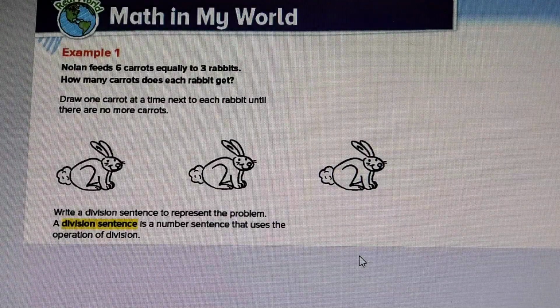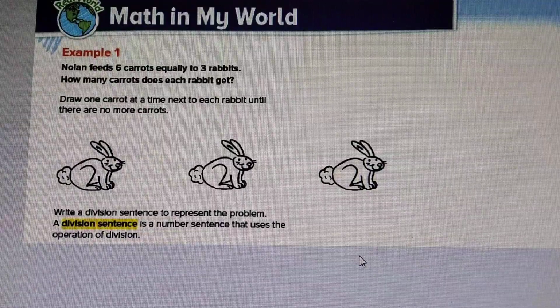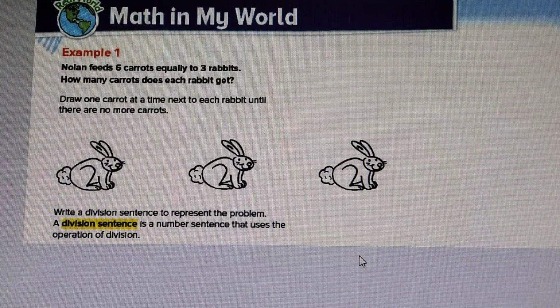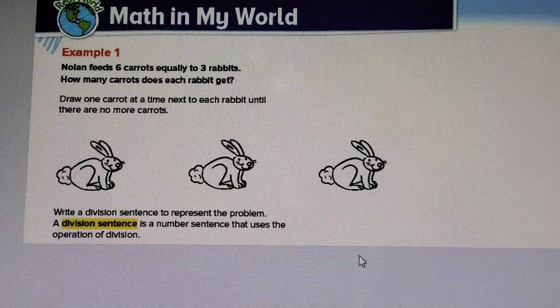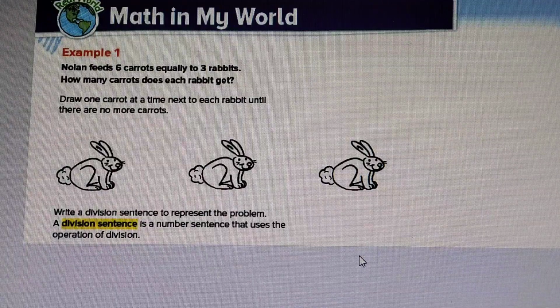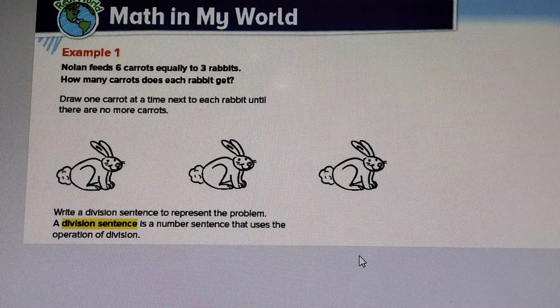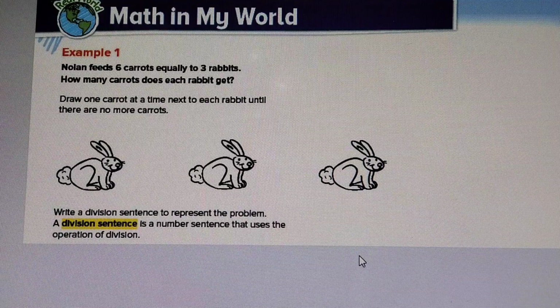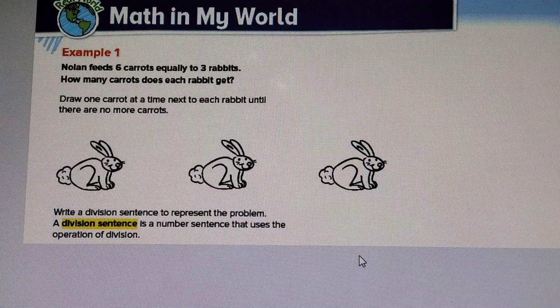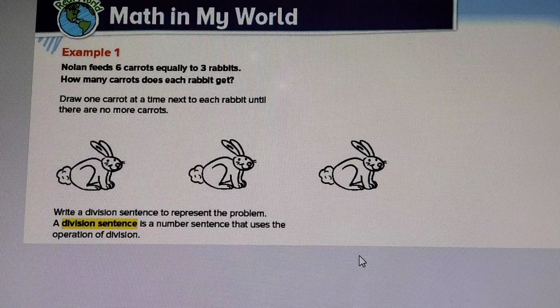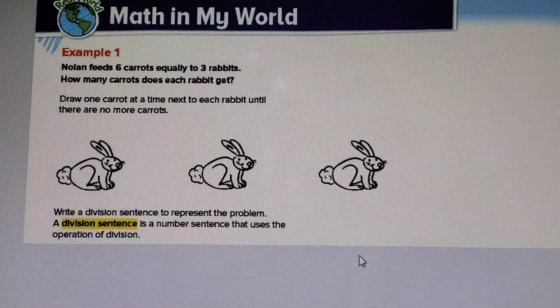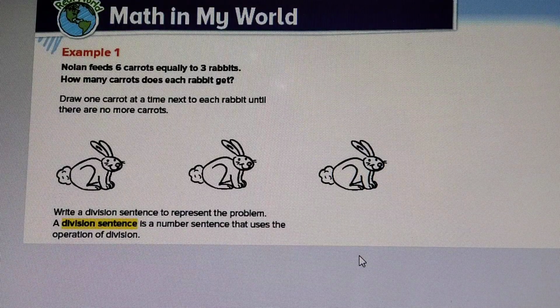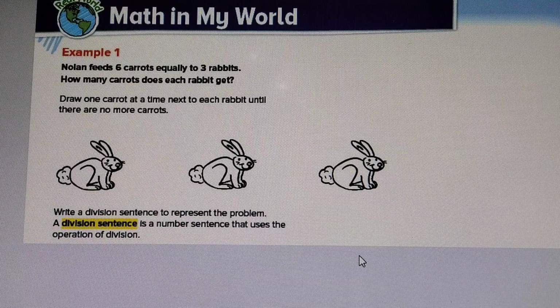Math in my world. Example 1. Nolan feeds 6 carrots equally to 3 rabbits. How many carrots does each rabbit get? Draw 1 carrot at a time next to each rabbit until there are no more carrots. So you'll draw 1 carrot next to each rabbit until you are done with 6 carrots.